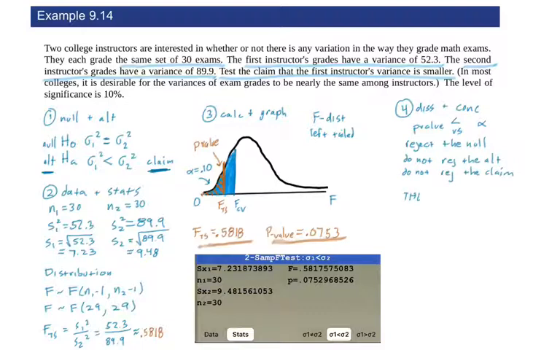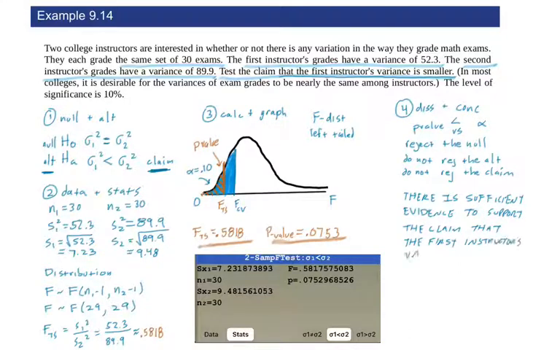All right. And since the claim is our alternative, we are allowed to use language saying that we support or do not support. It's when the claim is the null that we're not allowed to use that. That's when we use our language that we warrant a rejection. So do not reject the claim. We're going to say something along the lines: there is sufficient evidence to support the claim that, and you could just copy it word for word there, the first instructor's variance is smaller.